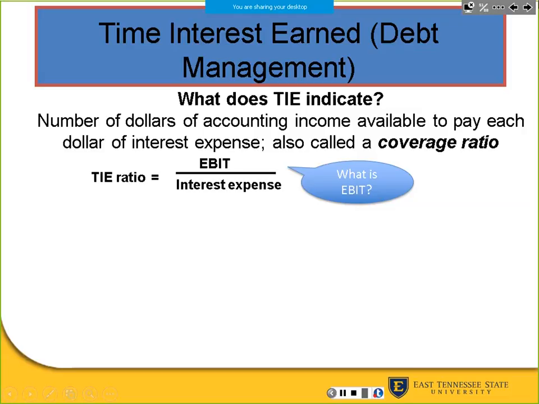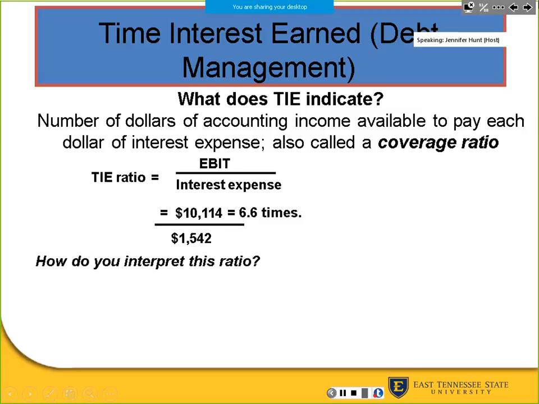But in terms of the TIE ratio, we're going to look at the EBIT, earnings before interest and tax, divided by interest expense. So here, where we're going to go to get this information, the EBIT is going to comprise your net income plus your interest, because we're looking at earnings before interest and taxes, right? We're a nonprofit, we don't pay taxes because we're 501(c)(3). So we're going to take our net income plus our interest. We should get 10,114.